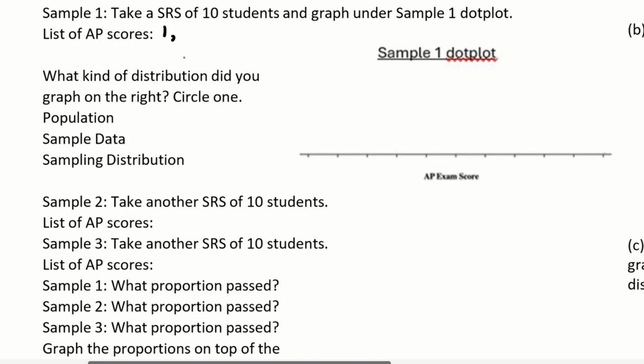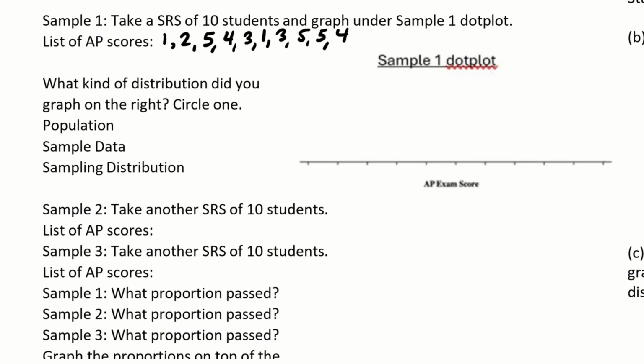I listed out the AP scores based on the students I chose from the sheet with all the data. This is what we have, and we're going to graph it in the sample 1 dot plot. I'll mark a score of 1, a score of 2, a score of 3, a score of 4, and a score of 5.